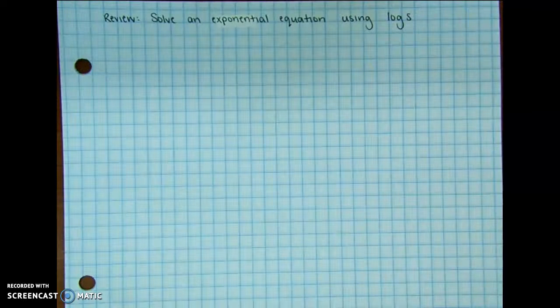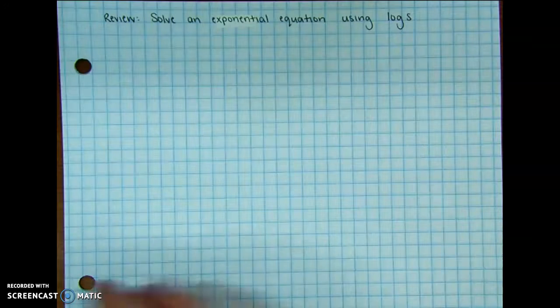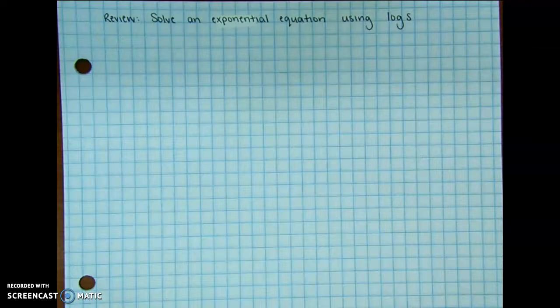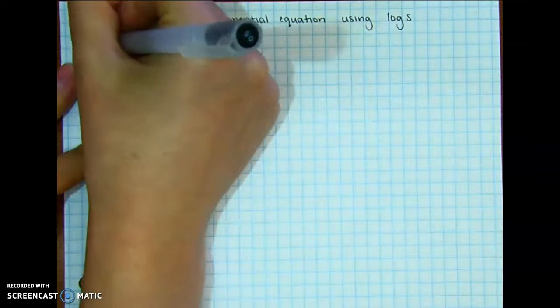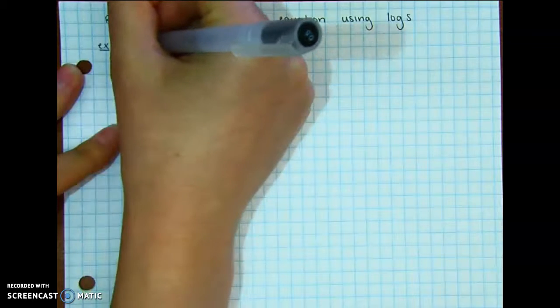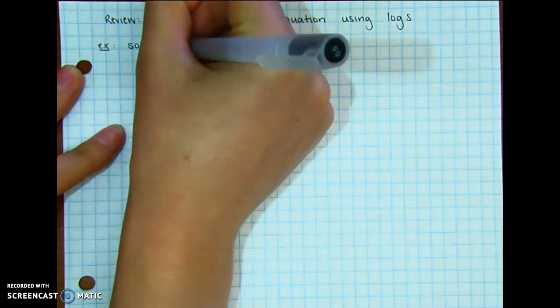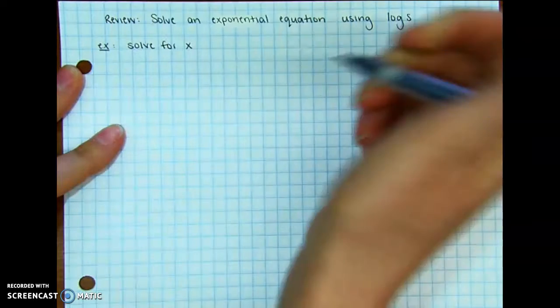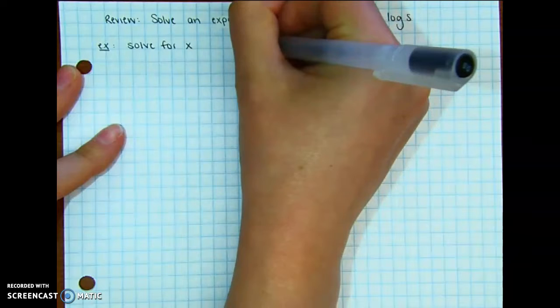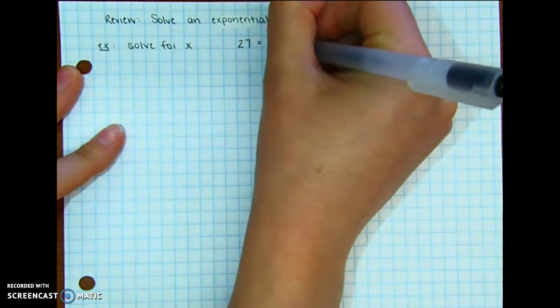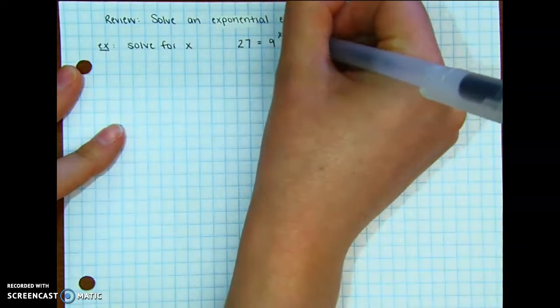Hey, Algebra 2, in this video, like it says, we're going to solve an exponential equation using logs. So, we're going to do a few different kinds of examples. The first example I would like to do is, again, we're just going to be solving for x. We're going to do 27 equals 9 to the power of x plus 5.